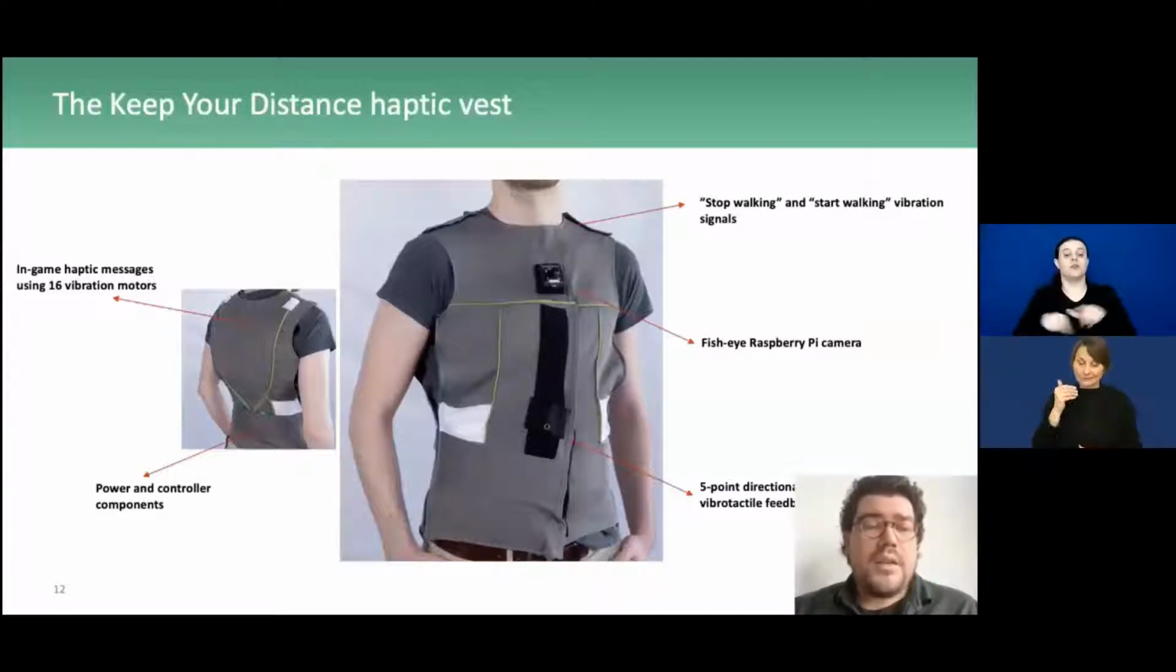And the latest addition to the vest is located on the back. We have implemented 16 vibration motors that can provide more complex messages to the user. Because we have a higher number of vibration motors, we can display different haptic patterns that can communicate different things to the user while they are playing the game. And we also have the power and controller components located on the back.